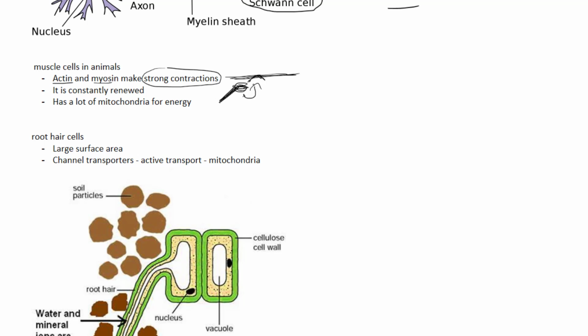Your specification has it specified as muscle cells in this one. If there is a muscle specification point, we'll go into detail, but all you need to know is there's actin and myosin that help to make these strong contractions. Remember, muscles are used for movement, so you're going to need mitochondria. If there's anything to do with movement, mitochondria is always a good safe option to put in the exam, and it's used for energy. It's also constantly renewed, so it's not used up one time and that's it. It can be used again and again.